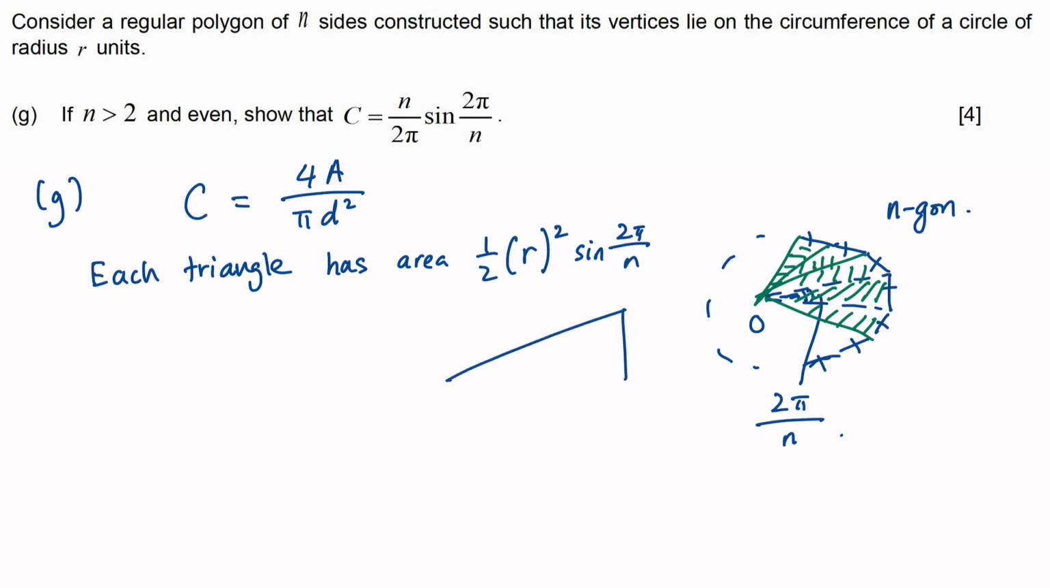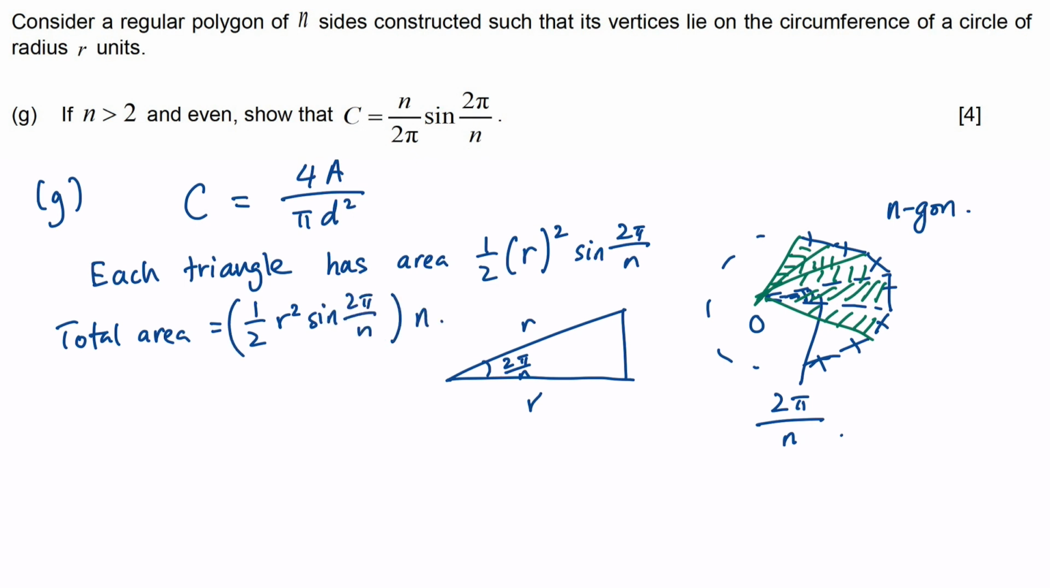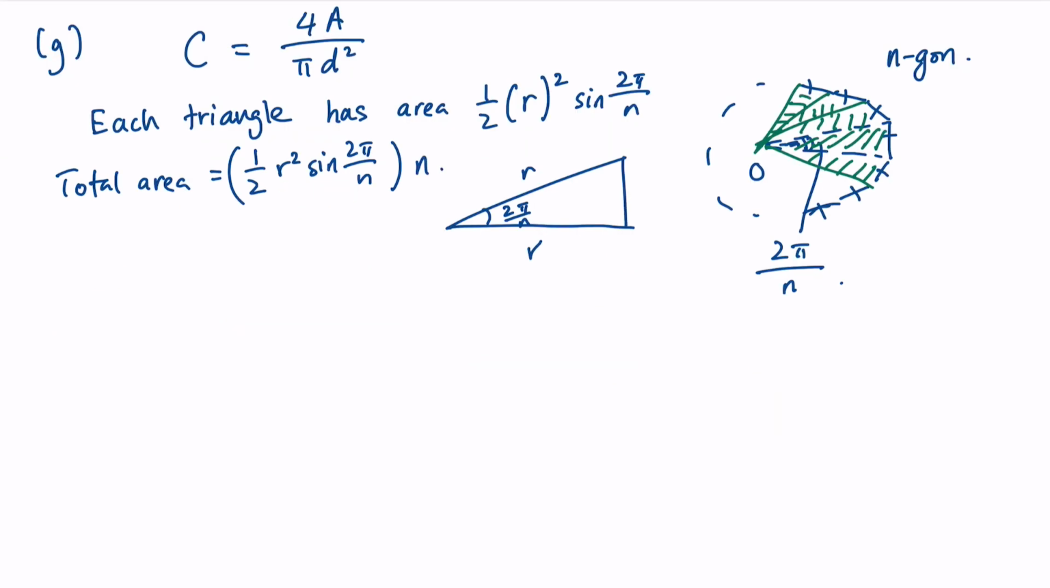Basically each little strip looks like this. This angle is 2 pi over n, right over here. So the total area must be n times this. It's half r squared sine 2 pi over n, then times n. That's the total area of the polygon. Now we are going to look at the maximum distance between any 2 points in this polygon.